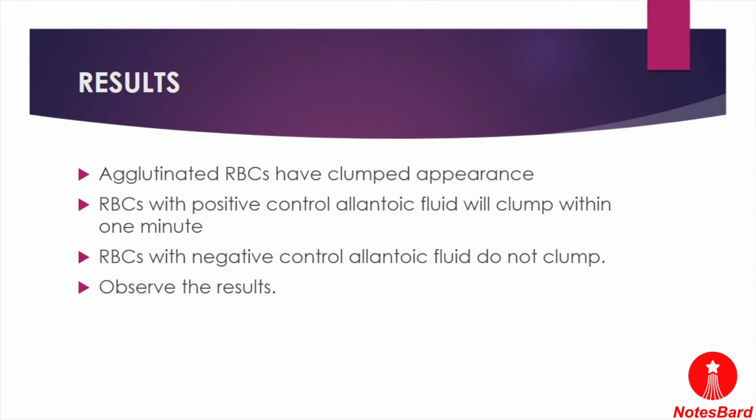So after judging the results of the test sample and comparing those results, we can distinguish between the positive and negative controls, and that's why the phosphate buffered saline and the negative allantoic fluid controls are used to detect the clumping of RBCs and the absence of virus, and the positive control allantoic fluid is used for the presence of the virus. So these are the results made by the hemagglutination assay.